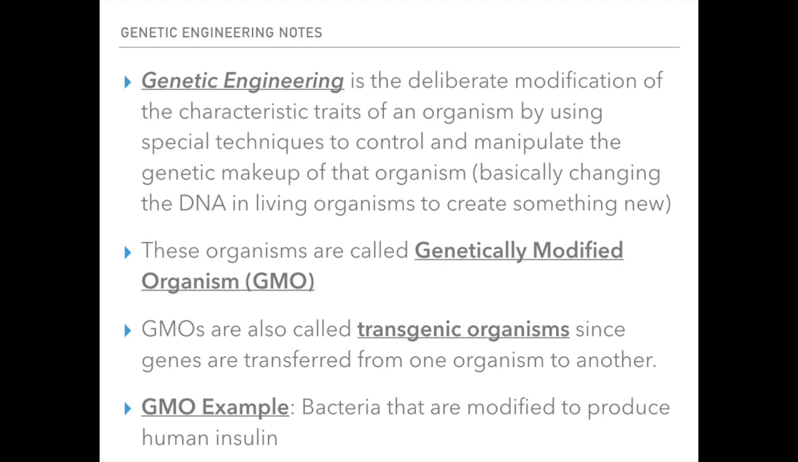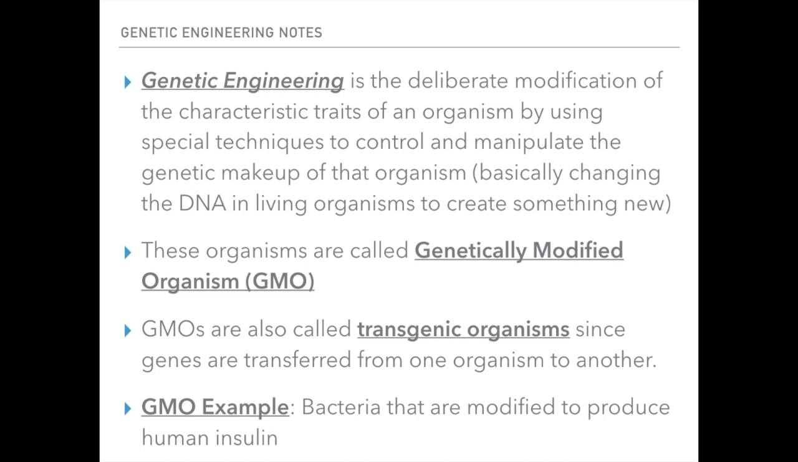An example of a GMO would be bacteria that's modified to make or produce human insulin. A long time ago, they used to take the insulin from pigs and give that to people, humans, but now they can actually inject that and change the bacteria's nature, its genes, to produce human insulin to give to people later without killing, I guess, the pigs.